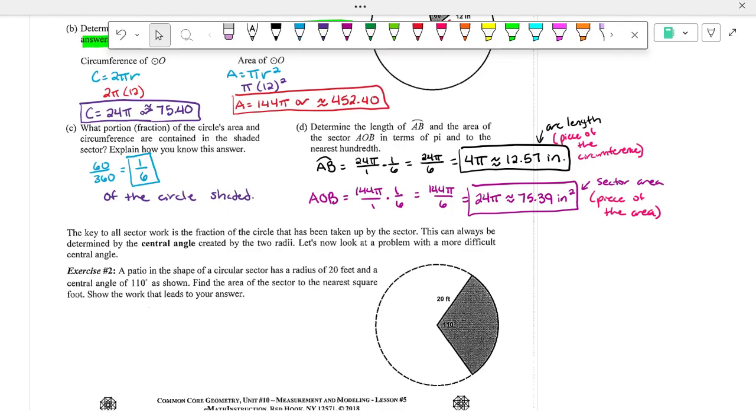And then you just multiply that fraction by our whole, and we get the fraction that we want.